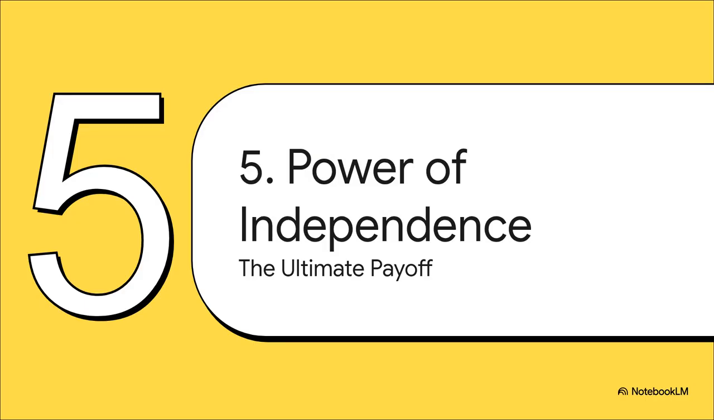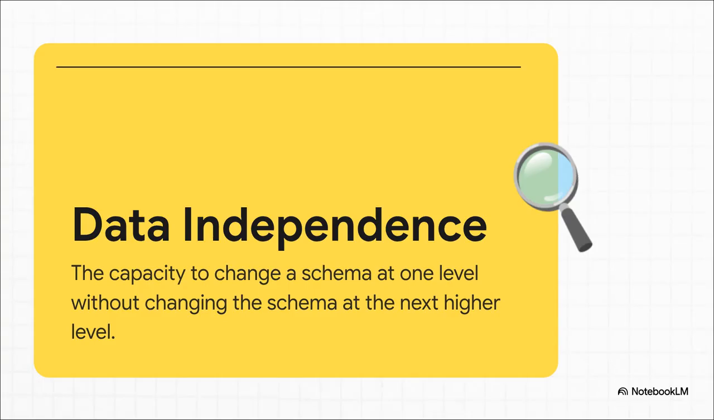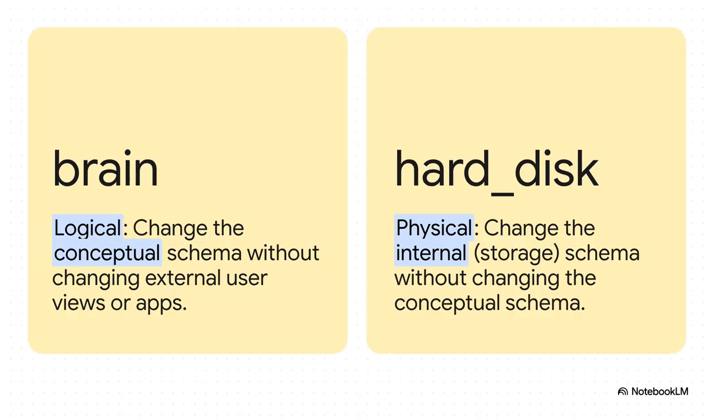And now for the grand finale. Why go through all this trouble? Creating separate levels, all this mapping? The answer is one of the most powerful ideas in all of computer science: independence. Data independence is, in one word, freedom. It's the freedom to make changes to one part of the system without breaking everything else. It means our blueprint can evolve over time without forcing a total teardown and rebuild of every single application that relies on it.